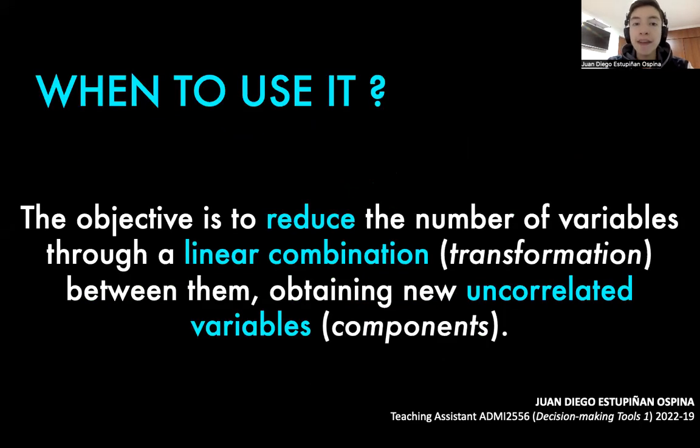So we use the principal component analysis when our objective is to reduce the number of variables from a dataset through a linear combination between those variables. And after that, we are going to obtain new uncorrelated variables. And those new variables, we are going to call them components. In other words, we use PCA when we seek to reduce the number of variables from a dataset when we know there are correlated variables within.